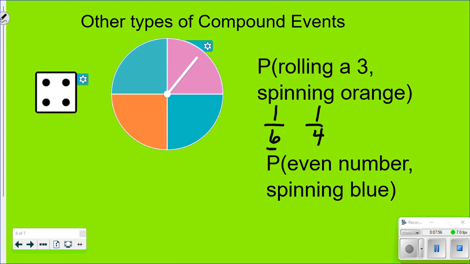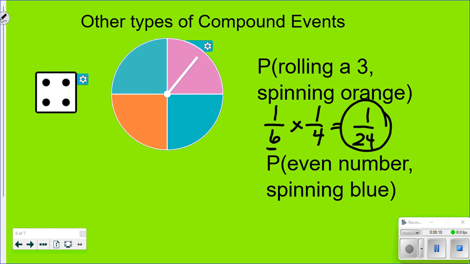Now, I'm going to take those 2 things and multiply them, and I get 1 out of 24. That means I have a 1 out of 24 chance of rolling a 3 and spinning orange. Meaning that if I spin my spinner and roll my die together 24 times, I have about 1 chance of it landing on 3 and orange at the same time.